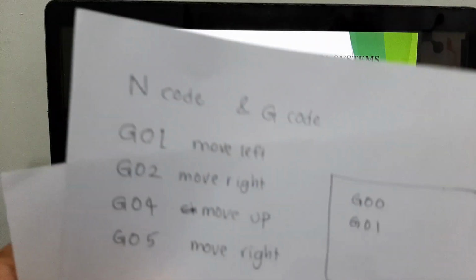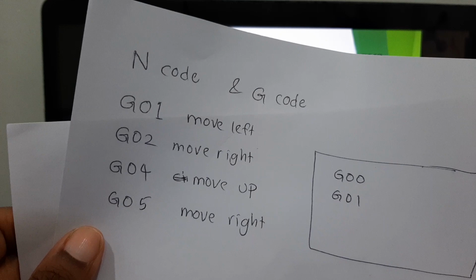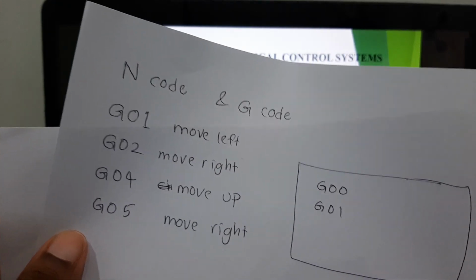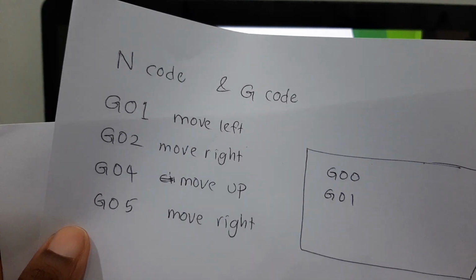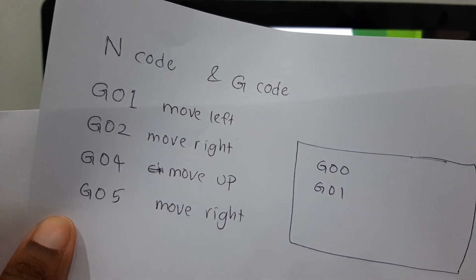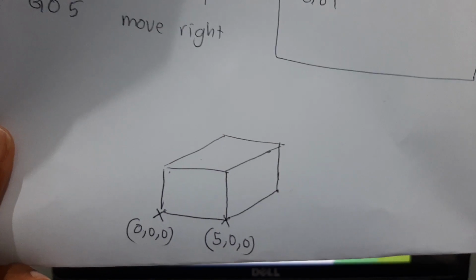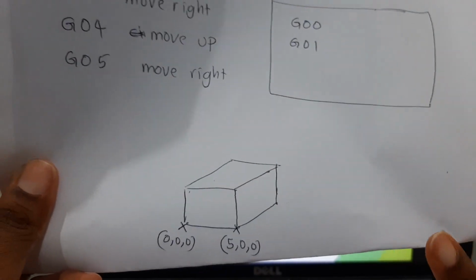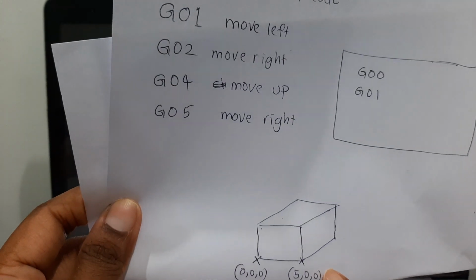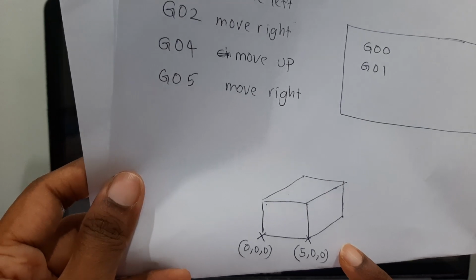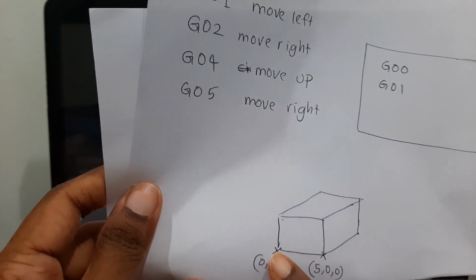You work on G codes and N codes. For example, I don't recall exactly what the G codes are, but say G01 tells your tool to move left and G02 makes your tool move right. You key in based on the dimensions. This is your object. You want your tool to move in the x-axis by 5. If you want it to move right, it will be G02 x5 y0 z0, and you find your tool comes here.